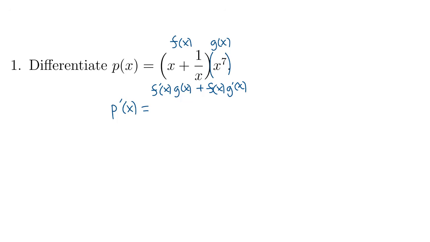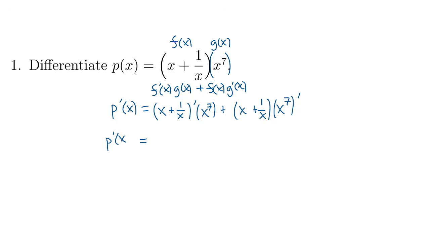So what we could do instead, as a placeholder for what we need to do, is write this as (x plus 1 over x) prime, because we need to take that derivative, times x to the 7th, plus x plus 1 over x, that whole quantity, times the derivative of x to the 7th. That follows the form of the product rule, and that's a nice way to lay out our work and see what we need to do.